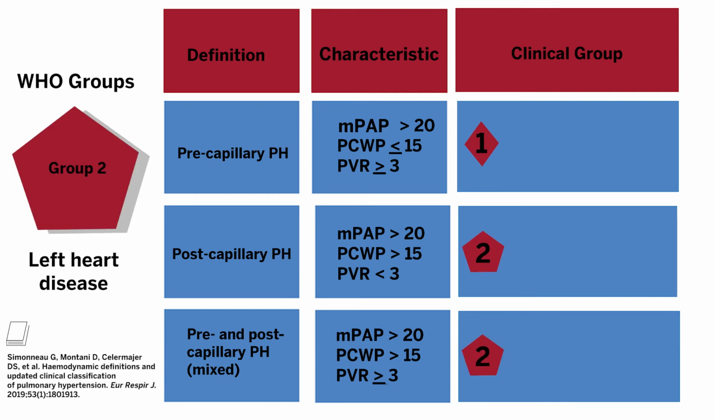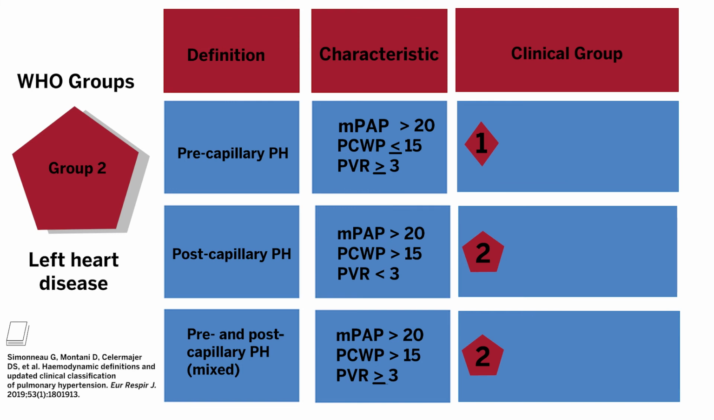When you then move on to the second class by WHO, or group 2, that is called causes related to left heart disease. When you think about the hemodynamics that could cause that, it's a mean pulmonary artery pressure greater than 20. But in this situation, the pulmonary capillary wedge pressure is elevated, greater than 15, and the pulmonary vascular resistance, or the PVR, is less than 3.